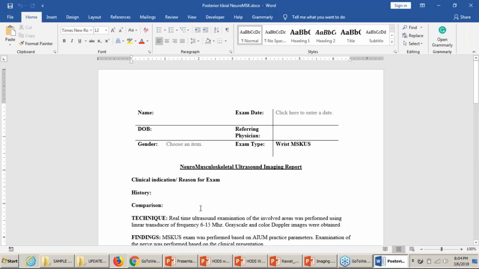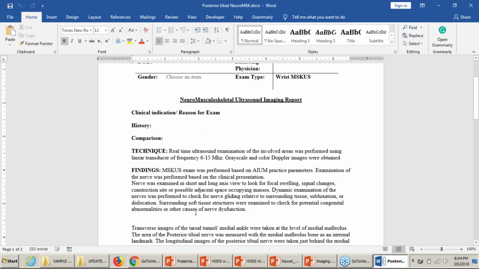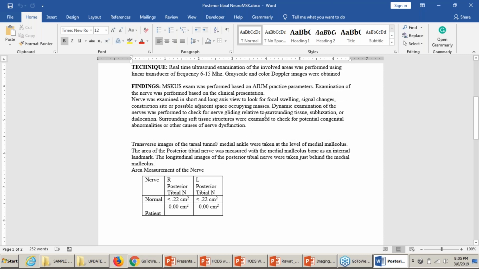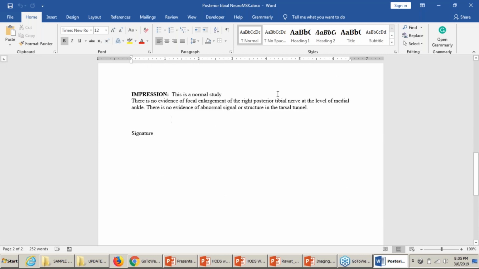And the last one, which is at the ankle. Okay, so this is ankle, posterior tibial nerve. So tarsal tunnel syndrome, if you have a patient with tarsal tunnel syndrome and you did their EMG, you can follow that with NeuroMSK, measure their posterior tibial nerve at the tarsal tunnel or medial ankle. And record those measurements and also look for any focal changes in the nerve at that site. So look at the nerve in short and long axis and the structures around it. So same thing here.